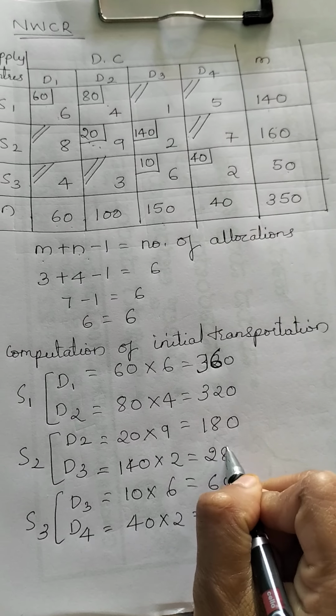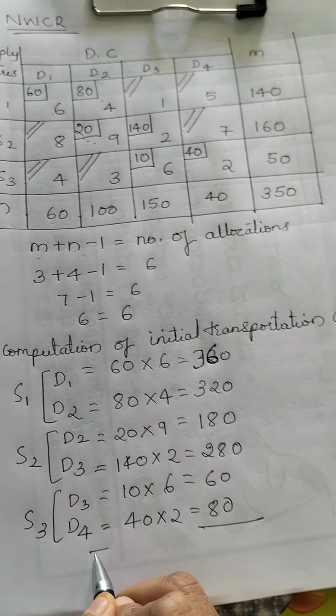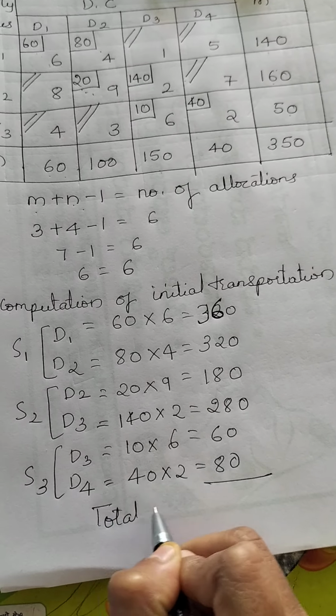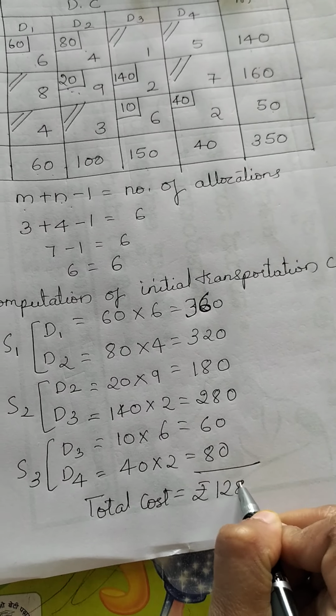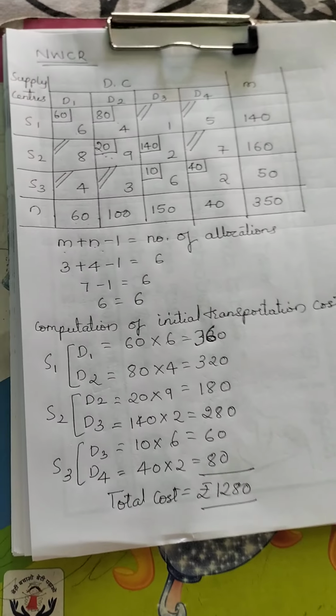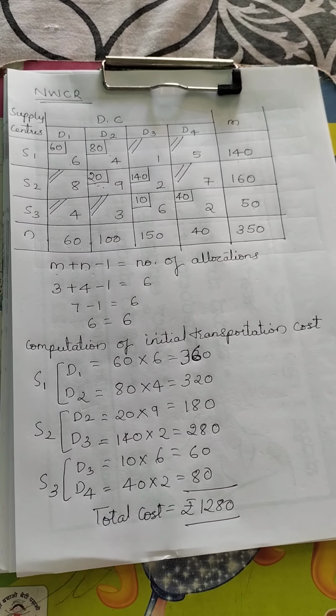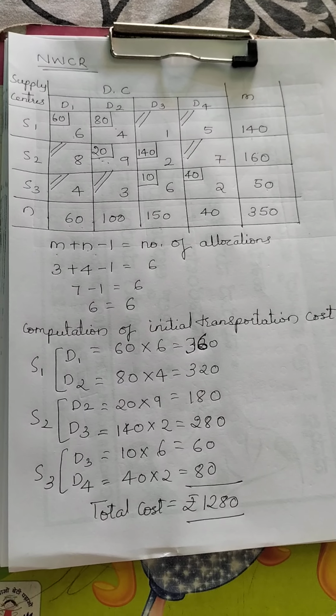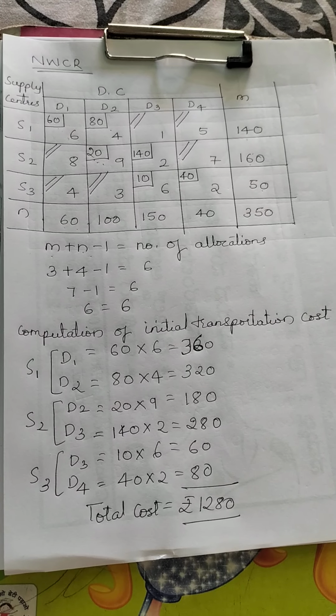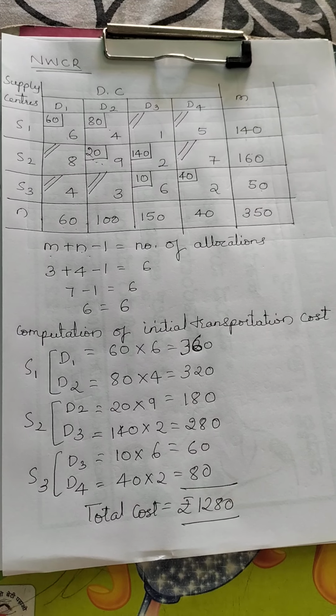So our total cost will be rupees 1280. So this is how, once again, I have explained the northwest corner rule.